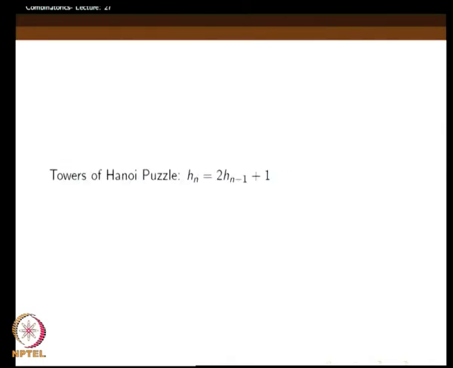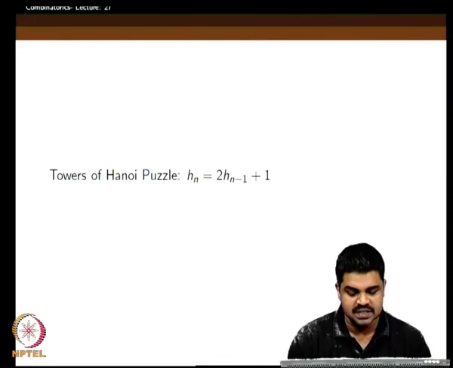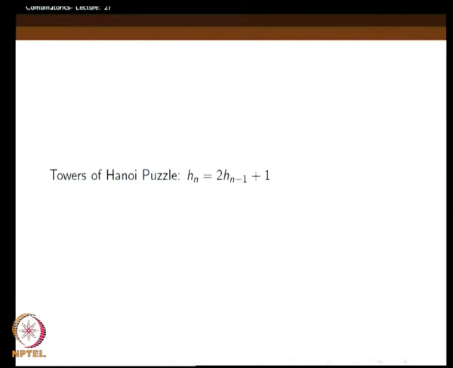So, in the last class we had discussed this Tower of Hanoi puzzle. We saw that the puzzle gives rise to a recurrence relation Hn equal to 2 into Hn minus 1 plus 1, right. So, the question was how to solve this recurrence relation.